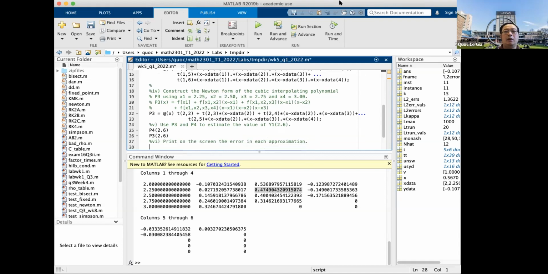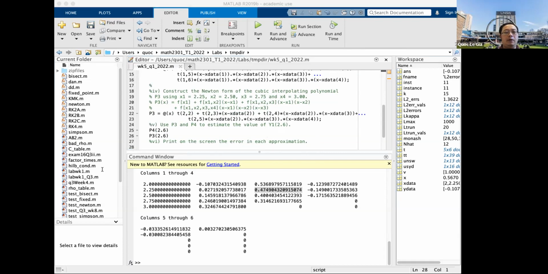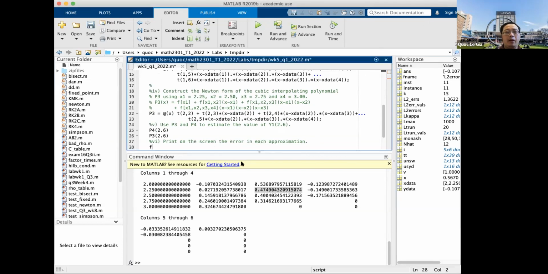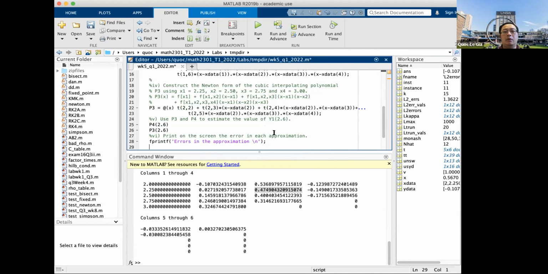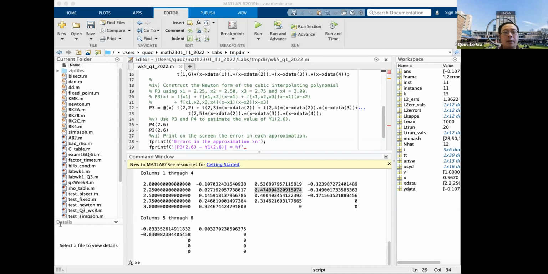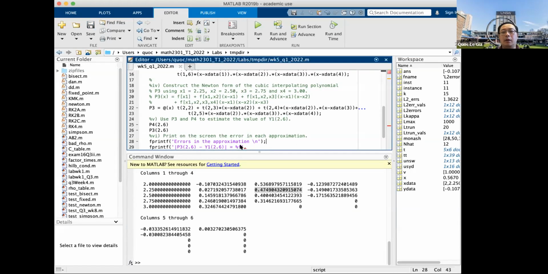So now I will print out according to the format in the question. We say errors in the approximation, and then you print out P3 of 2.6 minus y1 of 2.6. Maybe you put in a float, and how many digits here? 8 digits after the dot.